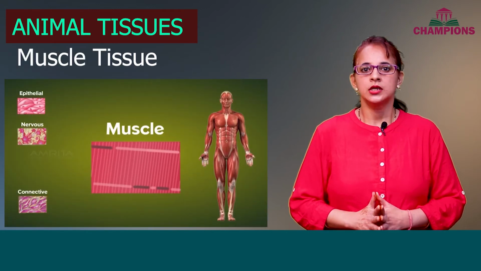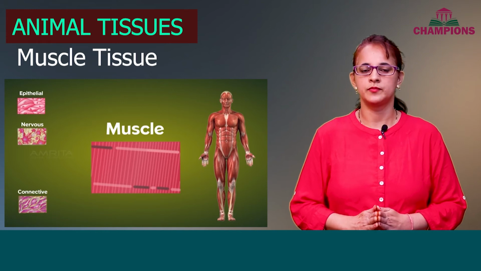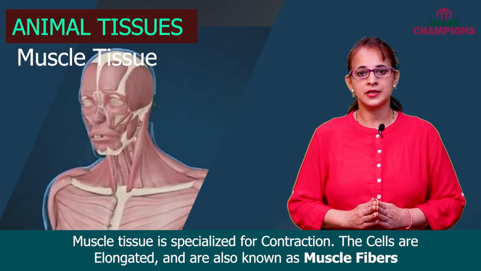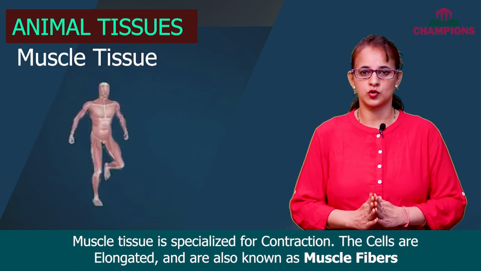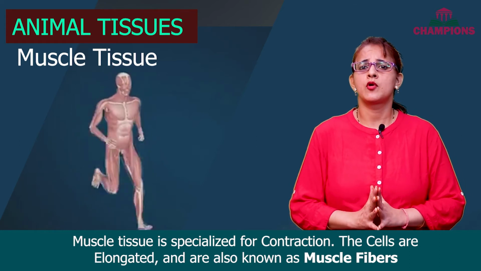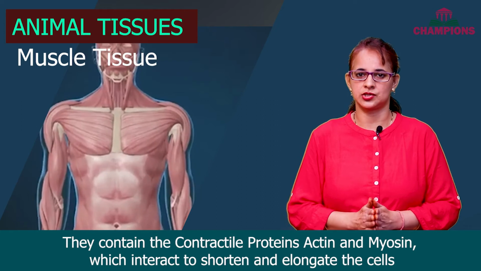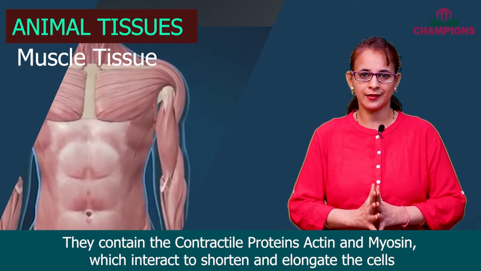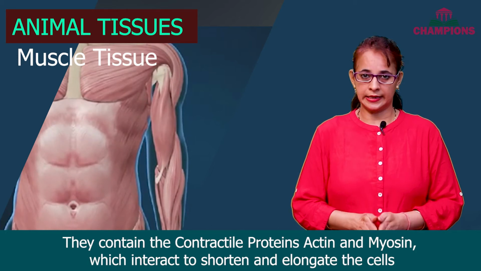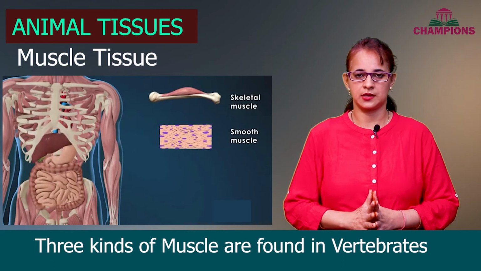Then coming to the second type of tissue, which is muscular tissue. Muscles are an important part of the body, as they help in movement and in locomotion. The most important property of the muscles is contraction and relaxation. Our muscles can contract and relax. Remember, they never elongate.